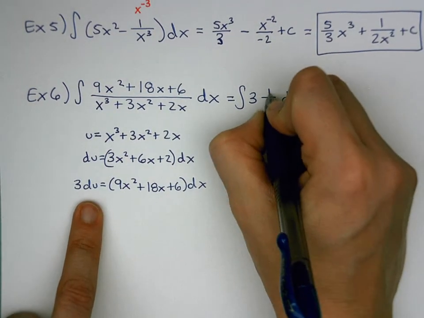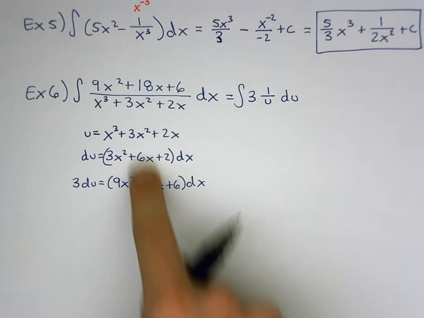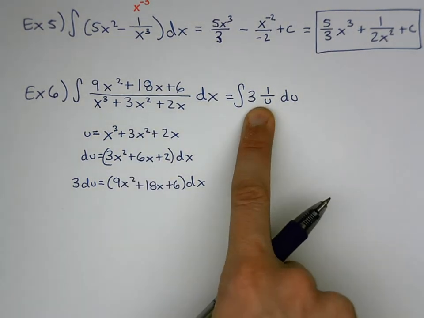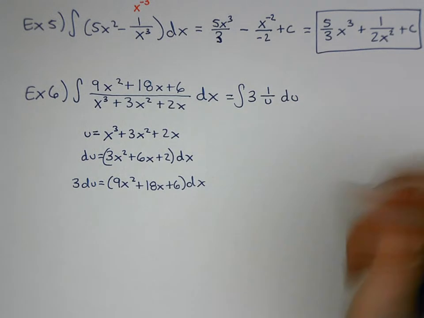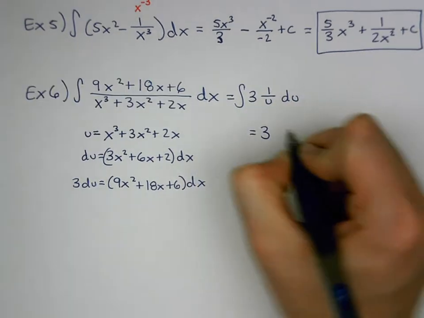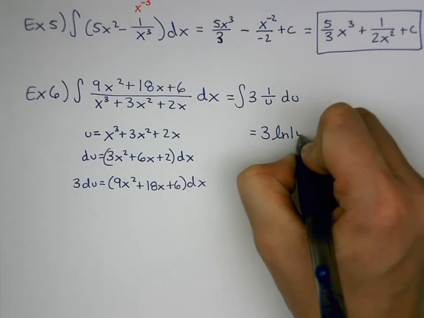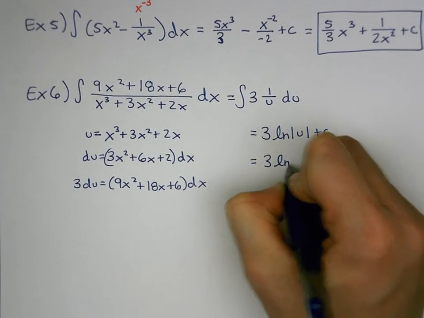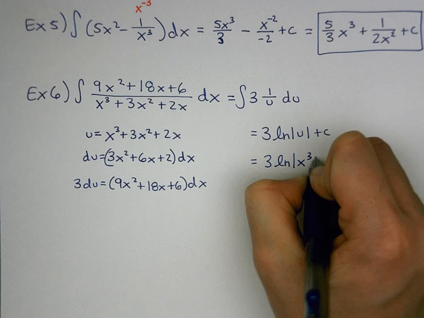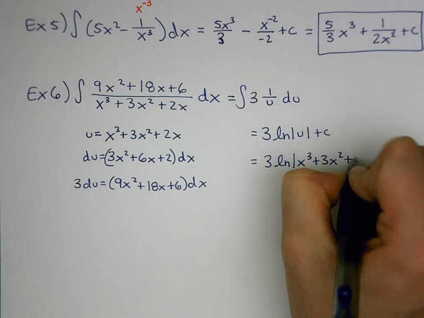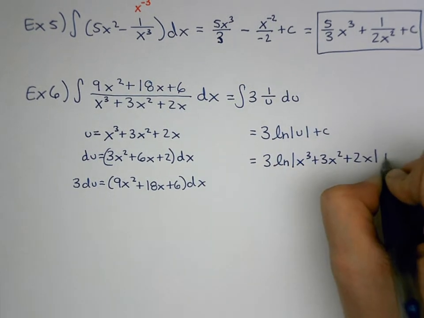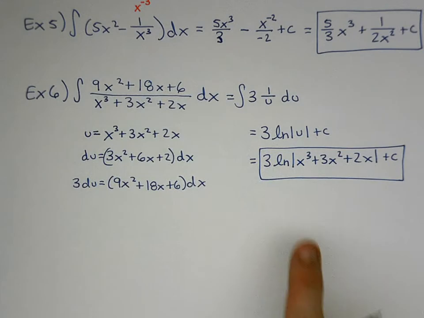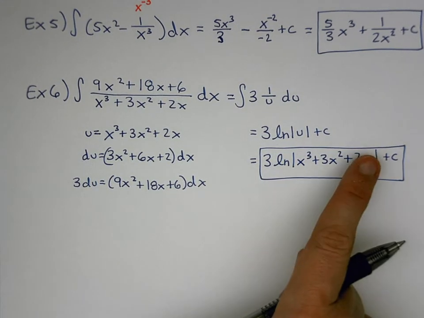Because that's in the denominator, and the denominator was never used in my u or my du, the u will stay in the denominator. And that's a rule. The integral of 1 over u du is the natural log of the absolute value of u. My u in this case is x cubed plus 3x squared plus 2x. The other thing to look for would be this 3 brought up as an exponent.